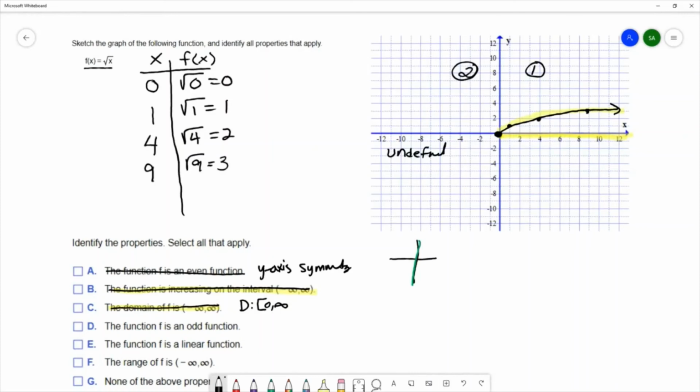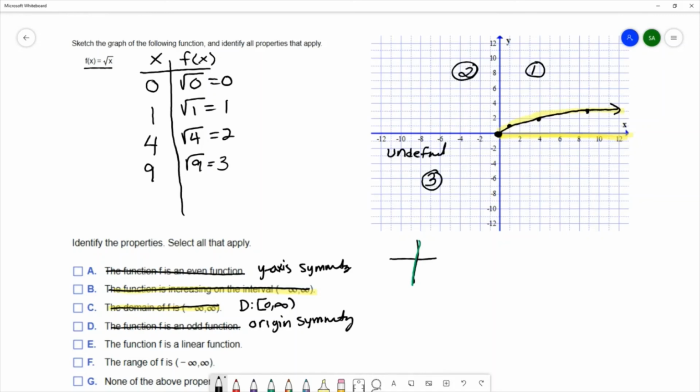The next one says the function's an odd function, and that means that we have origin symmetry. For you to have origin symmetry, you need opposite quadrants to have a mirror image. So we would look in quadrant 1 and compare that to quadrant 3, and you can see that you don't have a mirror image. So we would not select this property.